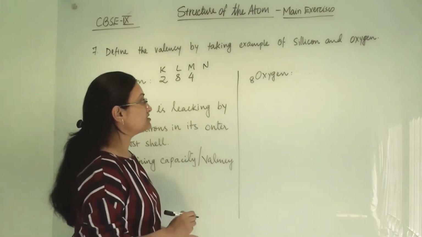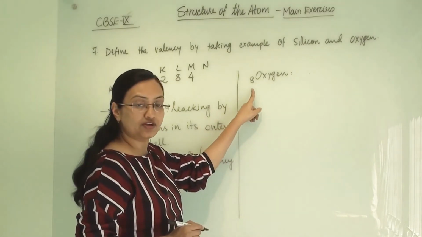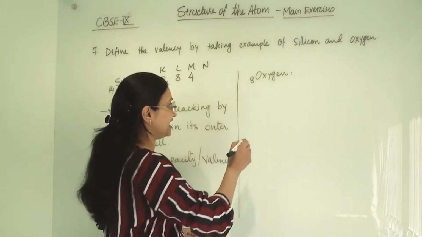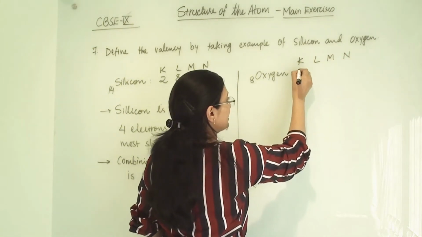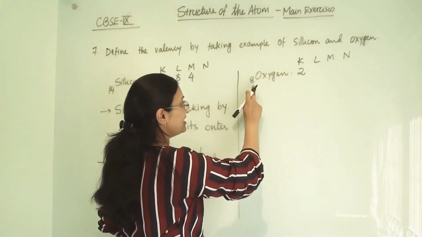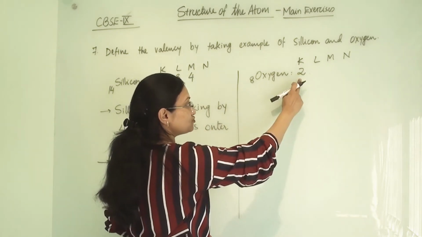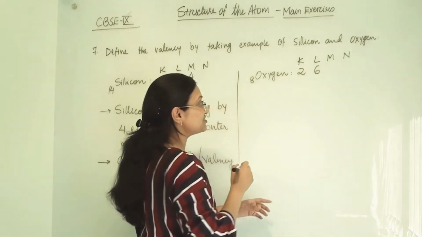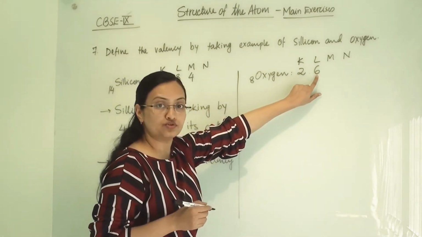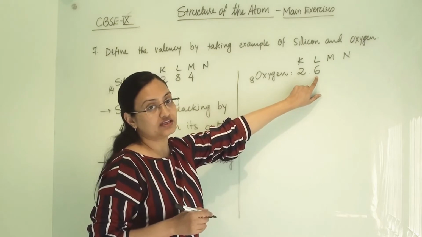Now moving towards oxygen. Oxygen's atomic number is 8. So K, L, M and N. Here we are keeping 2 electrons. Now 8 minus 2, so now we have 6 electrons. And the capacity of the L shell is 8. So we can put 6 electrons in the L shell.